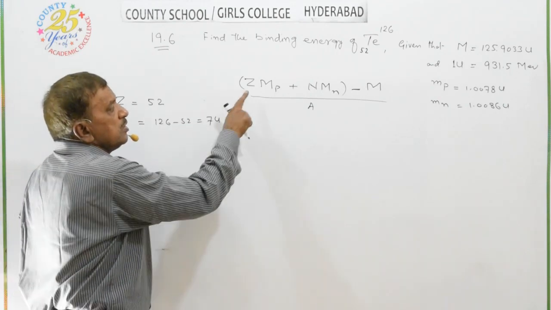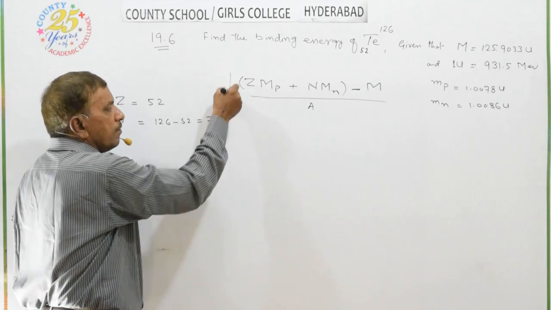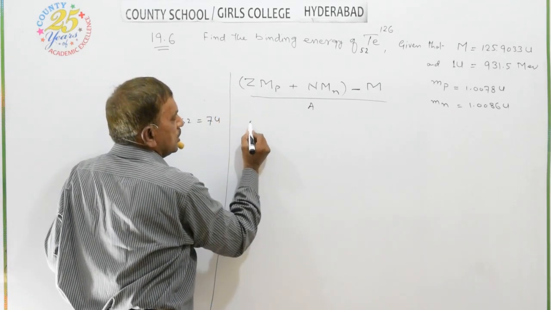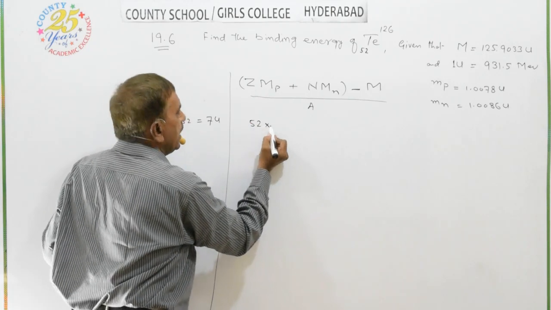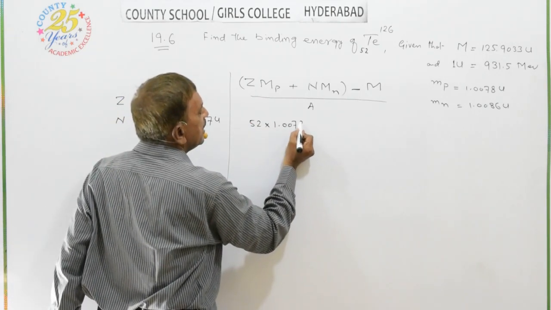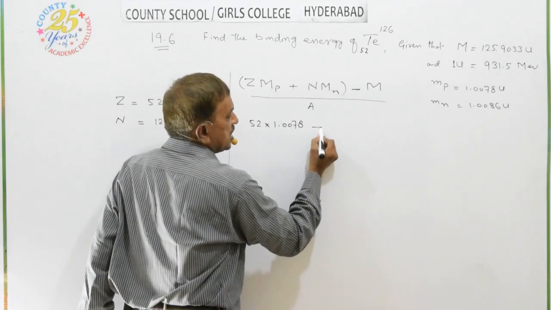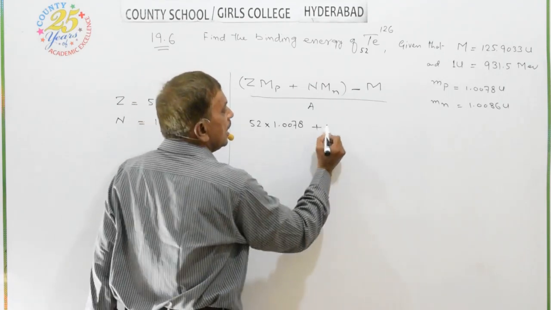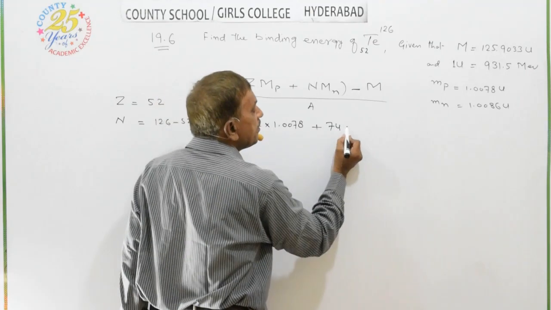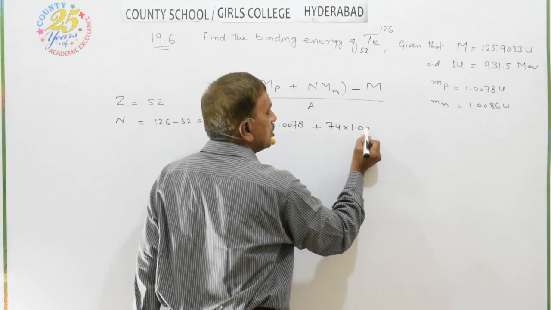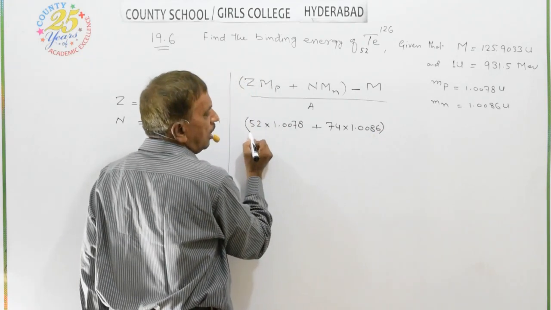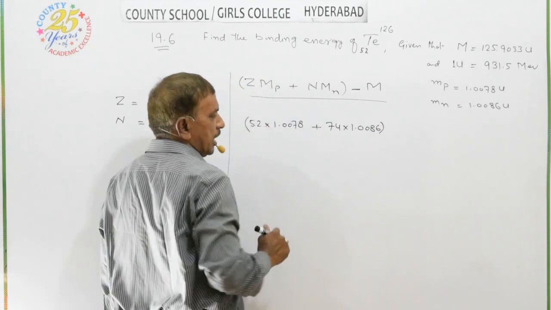So Z multiplied by mp, the mass of one proton: 52 multiplied by 1.0078, plus 74 neutrons multiplied by 1.0086. So that is the total mass of the constituent nucleons.